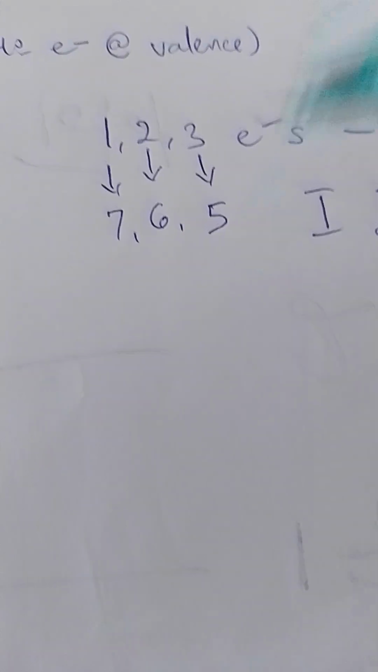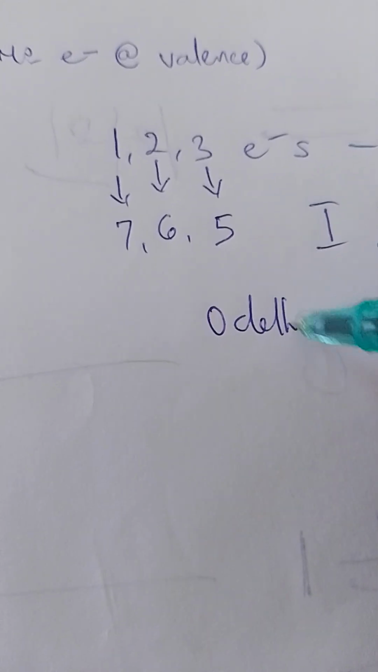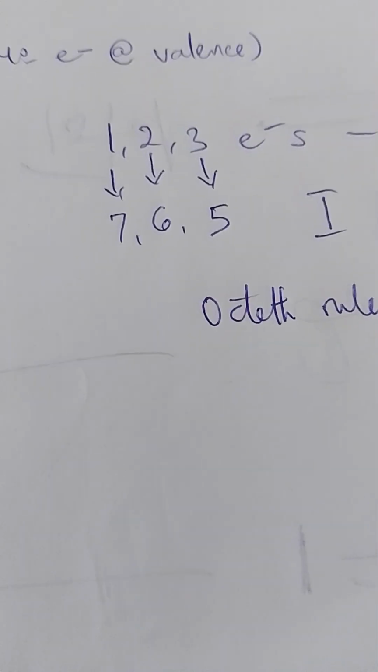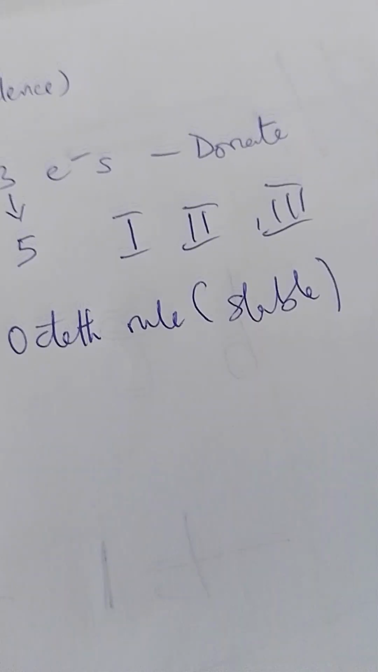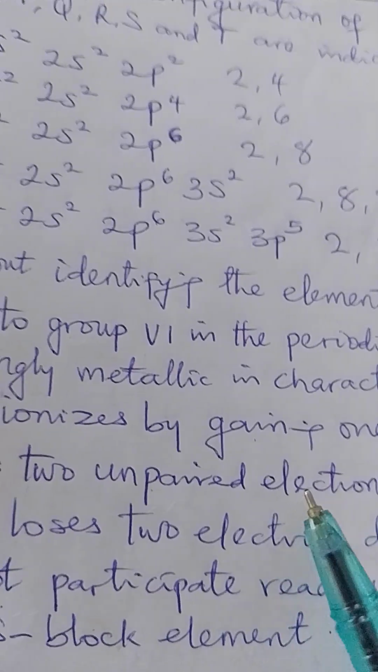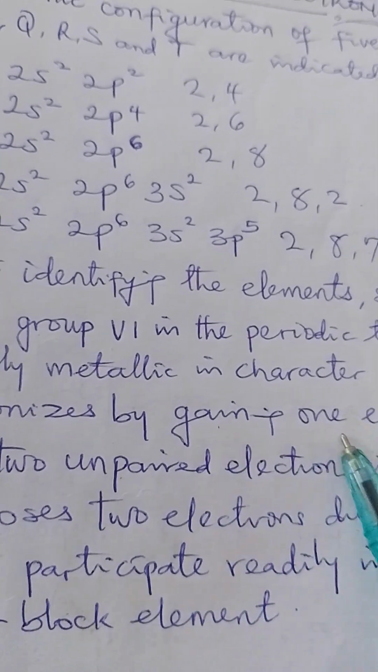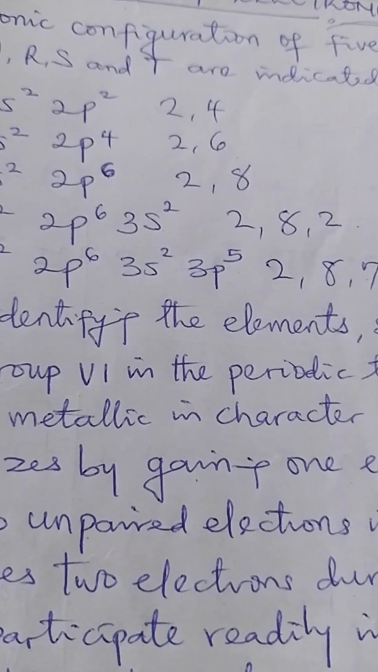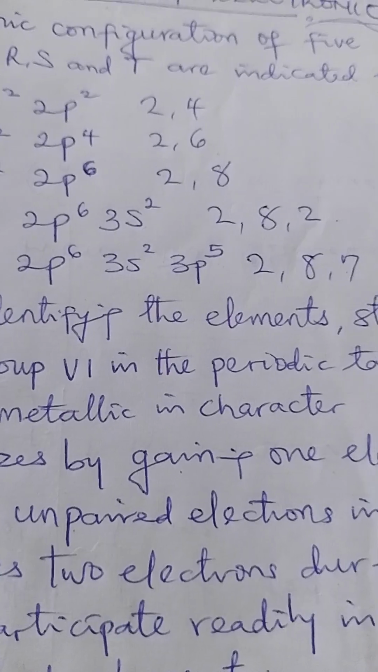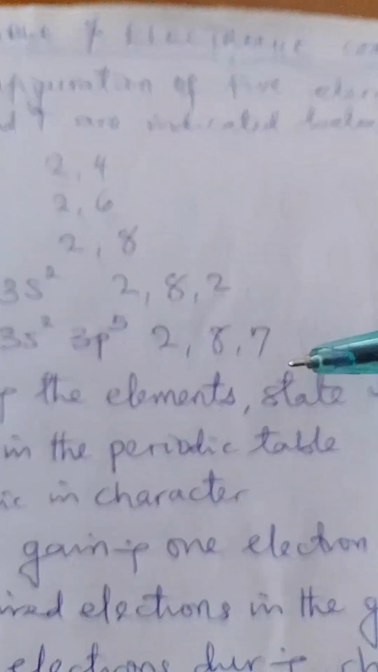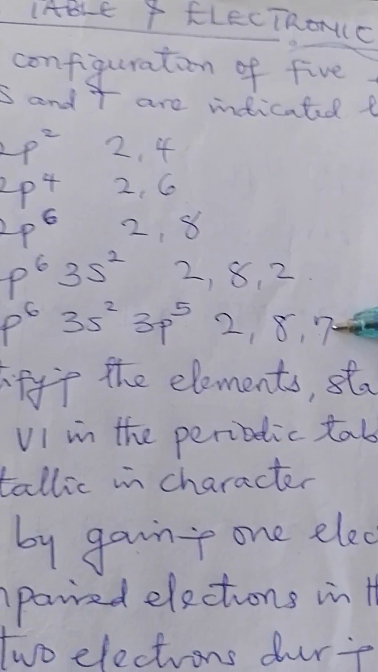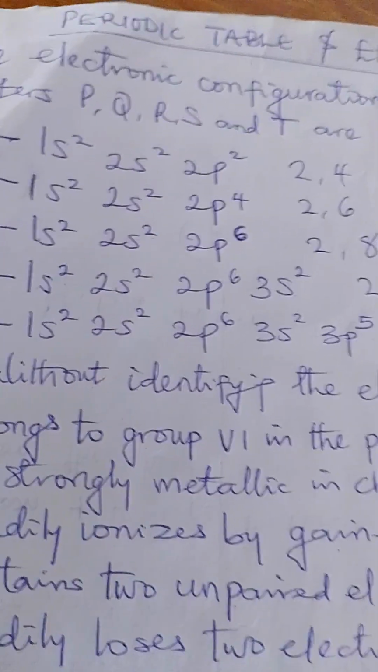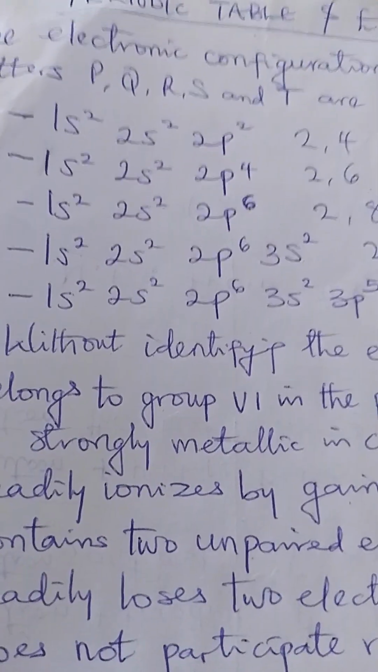What are they trying to obtain? That is the octet rule. They want to have 8 electrons at the valence shell to have stability, for them to be stable. All right. So now the question says, which one will readily ionize by gaining 1 electron? So which one has 7 electrons at the valence shell? If you look properly, it is this one that has 7 electrons at the valence shell. So it will readily ionize by gaining 1 electron. So the answer to that is what?